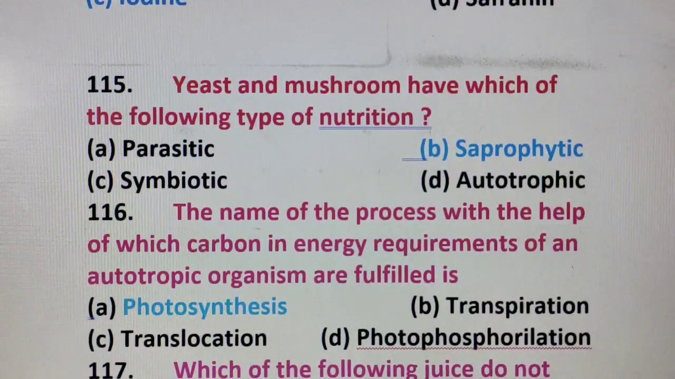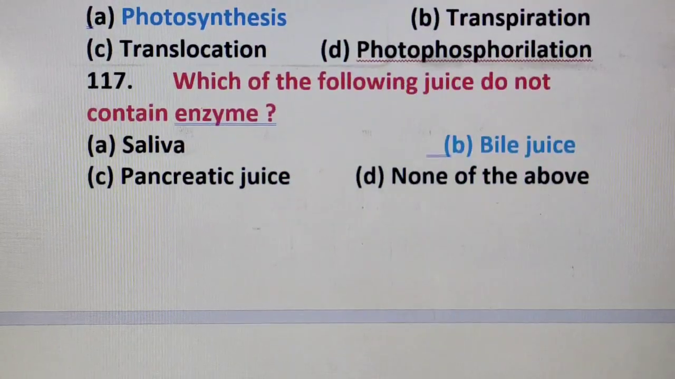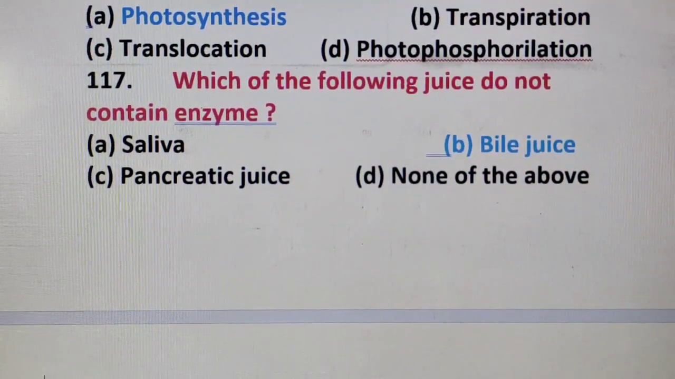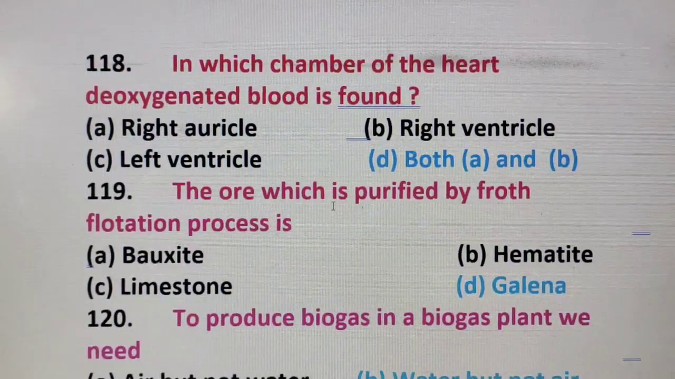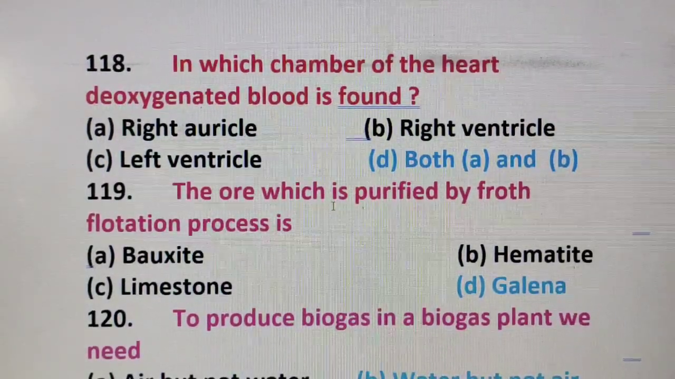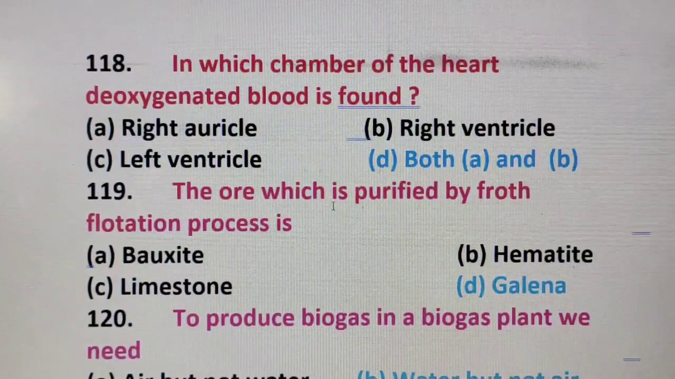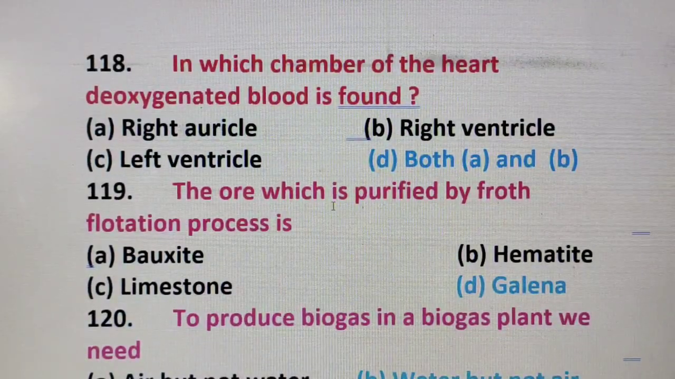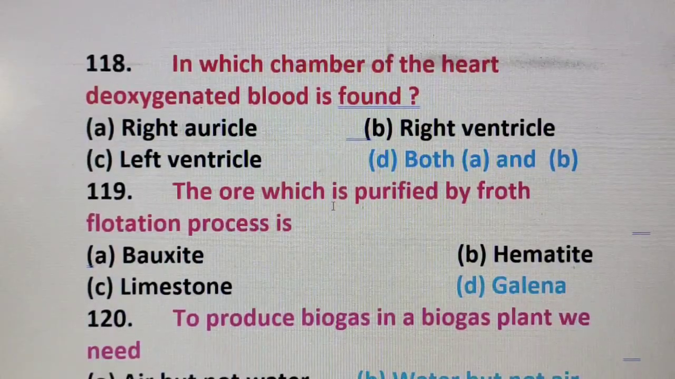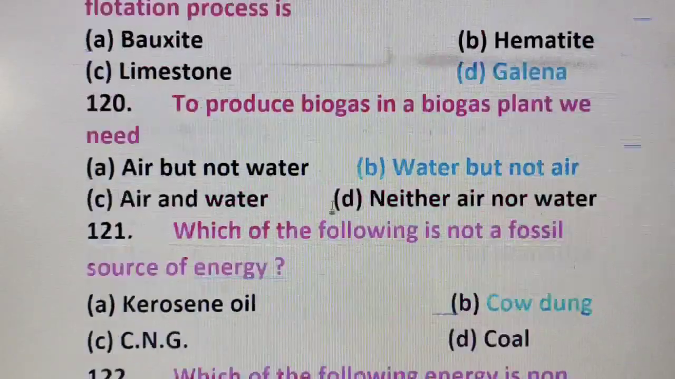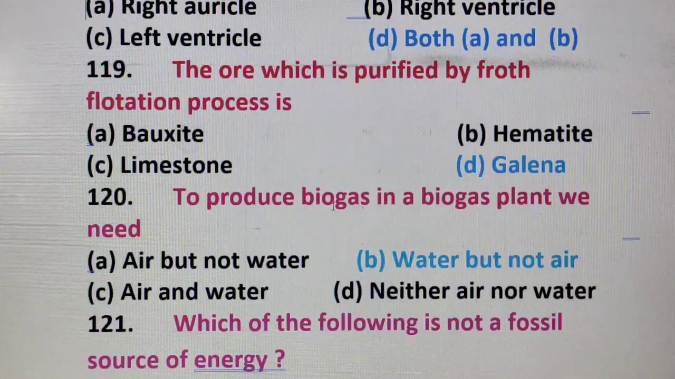The name of the process with the help of which the carbon and energy requirements of an autotrophic organism are fulfilled is photosynthesis. Which of the following juices does not contain enzyme? Bile juice. In which chamber of the heart is deoxygenated blood found? The right part, that is right auricle and right ventricle, both A and B. The ore which is purified by the froth flotation process is sulfide ore, that is galena, lead sulfide. To produce biogas in a biogas plant, we need water but not air, this is anaerobic respiration.